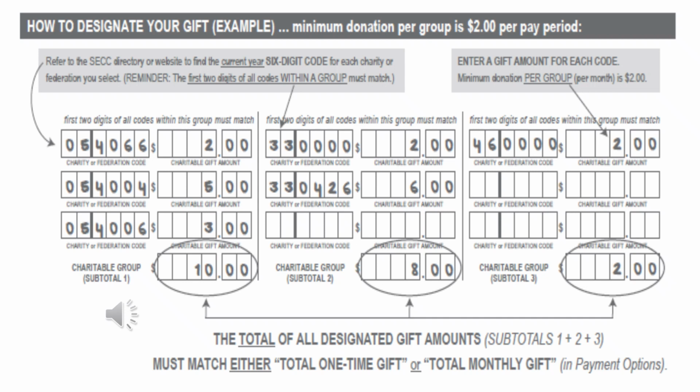In this example, in the first column only, 3 charities are designated with the amounts of $2, $5, and $3, which should be $10 total. Finally, the total of all designated gift amounts, in this example, the ones that are circled at the bottom, $10, $8, and $2, equals $20. This needs to match either the total one-time gift or total monthly gift. Check your math.